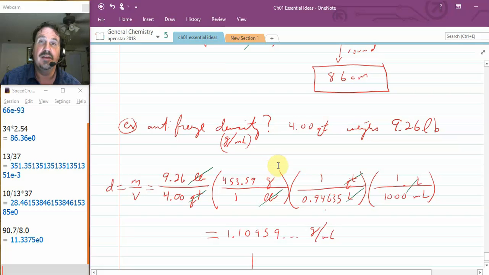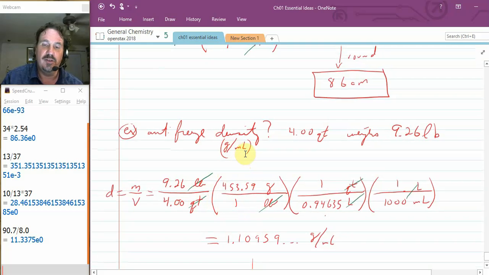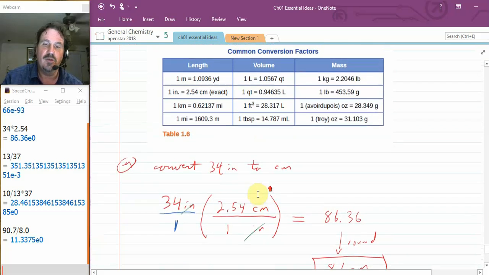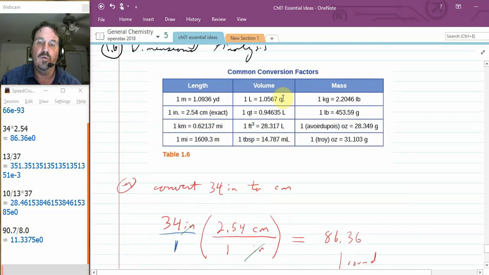If I stop my calculation here, I'd have grams on the top and quarts on the bottom. All right, so grams are taken care of. Now I've got to do something with these quarts. So again, I want to convert it to milliliters. I go up here, volume, 1 liter is 1.0567 quarts. The only thing with milliliters here is tablespoons. All right, so I don't have the exact conversion here. I'm going to have to be a little more clever.